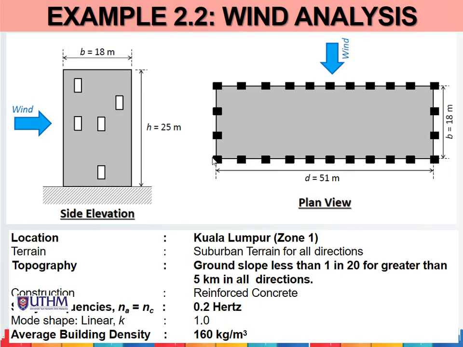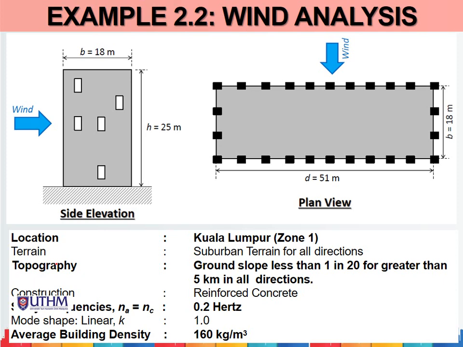And this is the simplified diagram. H here is 25, B here is 18. The location of the frame building is in Kuala Lumpur, zone 1. Refer to figure 3.1, Malaysia Standard. Kuala Lumpur is in zone 1.